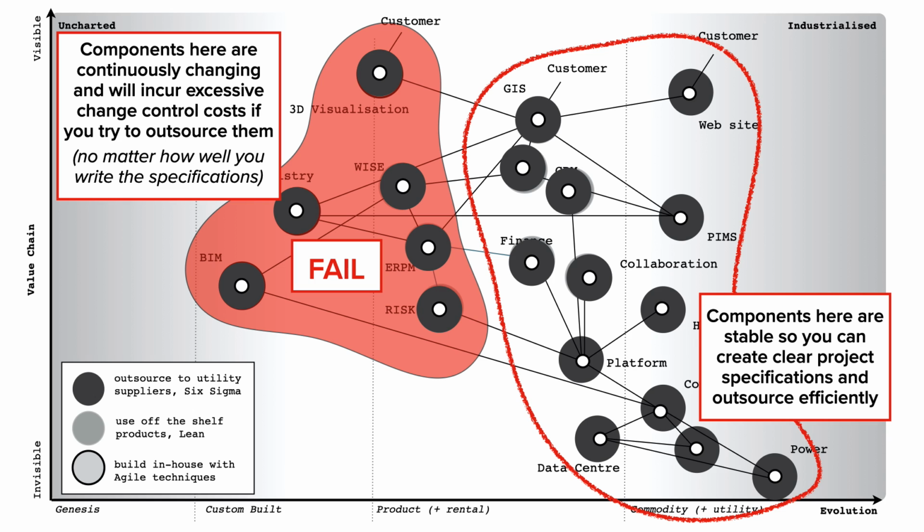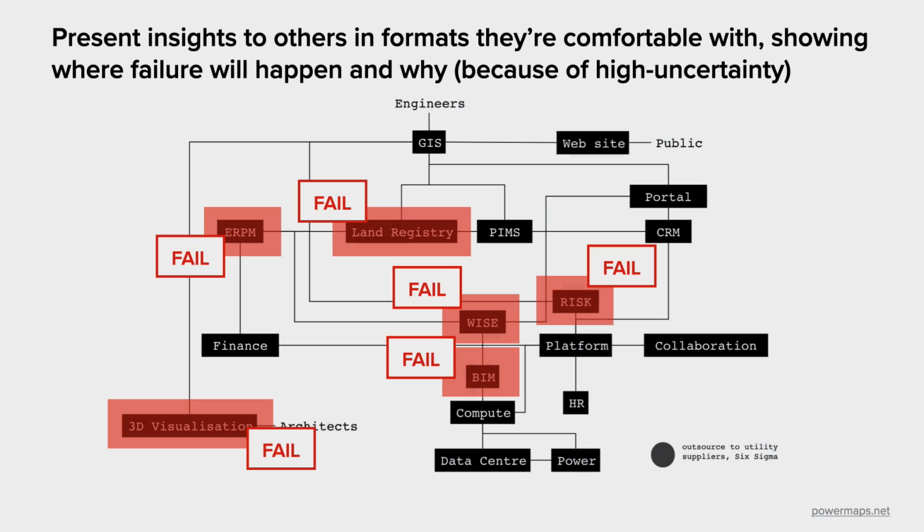They could also use the maps to explain to others what could be outsourced or what couldn't be outsourced and why. The evolved stable components on the right could be outsourced efficiently, as there was certainty about what they wanted delivered. But outsourcing the components on the left would have led to huge failures, as constant changing would incur excessive change control costs, no matter how well they wrote the project specifications. And if people weren't familiar reading maps, they could present their insights in more familiar formats, showing where failure would happen and why.